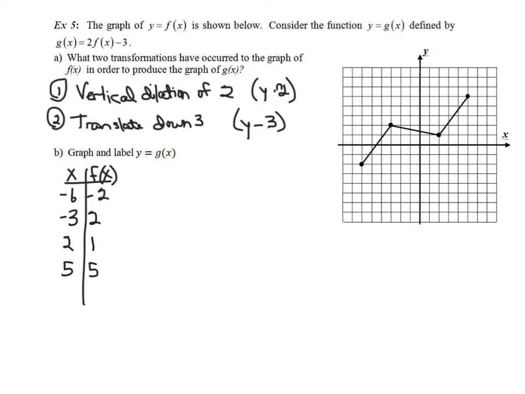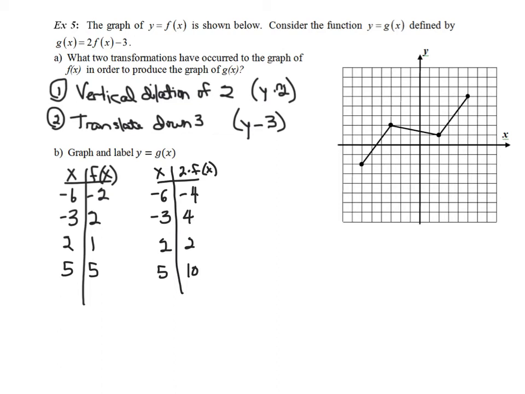So I'm going to do the two transformations to that table. For the first transformation, let's just do the dilation of 2. So we're going to multiply 2 times f of x. Keeping the x coordinate the same, I've got -6, -4, -3, 4, 2, 2, 5, 10.